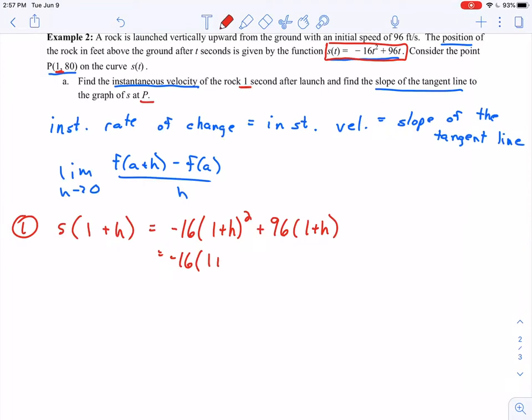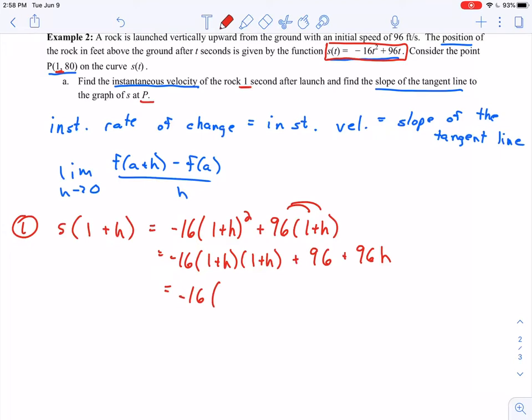Negative 16 times (1 plus h) times (1 plus h). If you want to distribute the 96, we can absolutely do that. This would be plus 96 plus 96h. My suggestion would be to FOIL these two terms out first before you do anything with that negative 16. A really easy mistake to make is to distribute the negative 16 here and then also distribute it over here. You really only want to do one or the other. So I dodge that question altogether and look at this part first, and then we'll come back and worry about the negative 16.